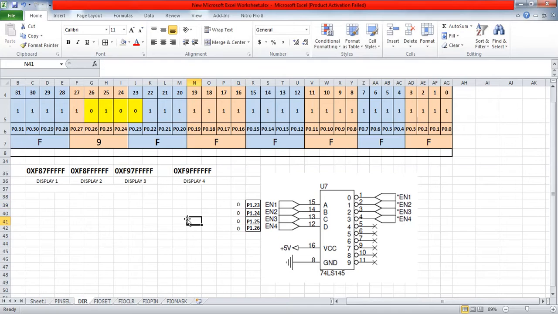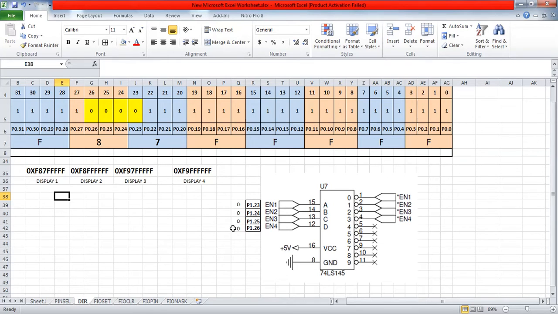In the register, the 23rd, 24th, 25th and 26th positions should be 0 and all the remaining positions of the FIO pin register will be 1. In that case the corresponding hexadecimal value is F8, 7, F. This hexadecimal value needs to be written via the FIO pin register to select the first display.